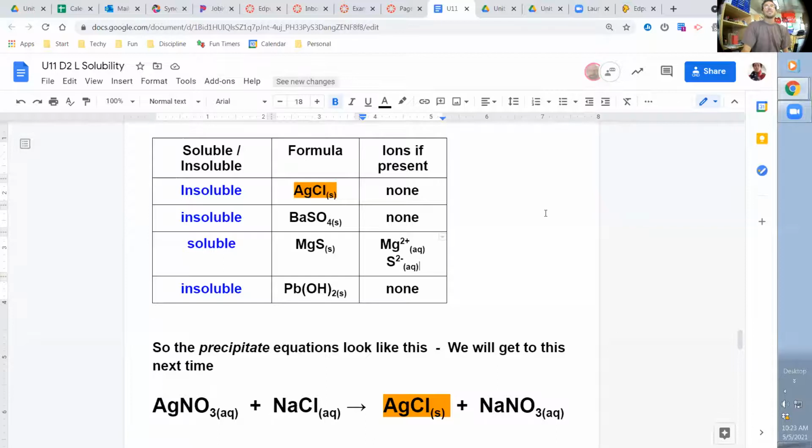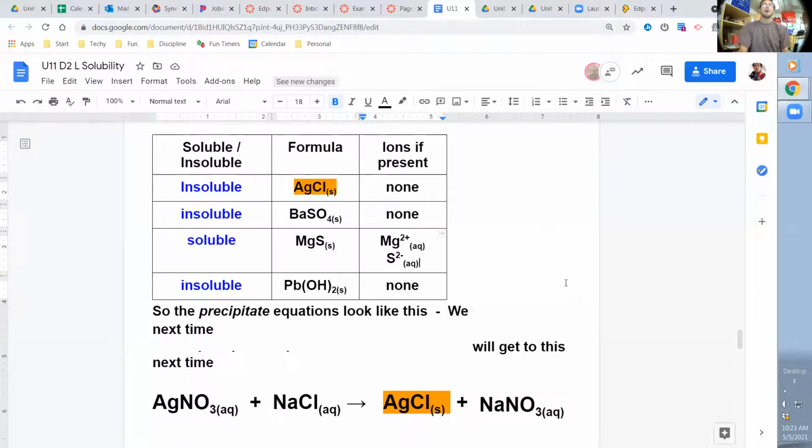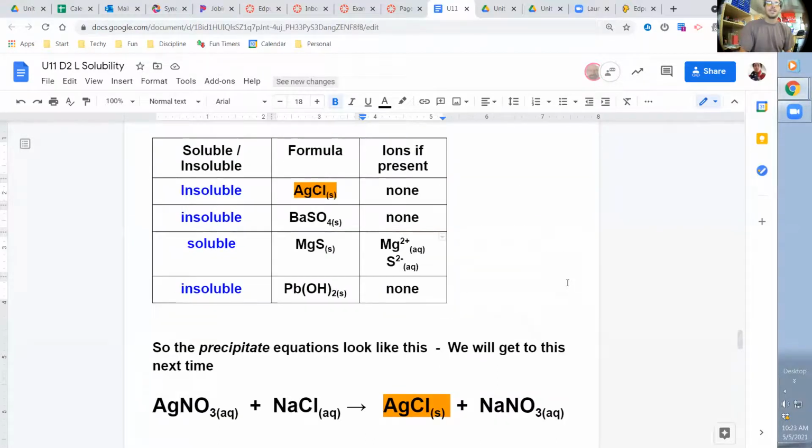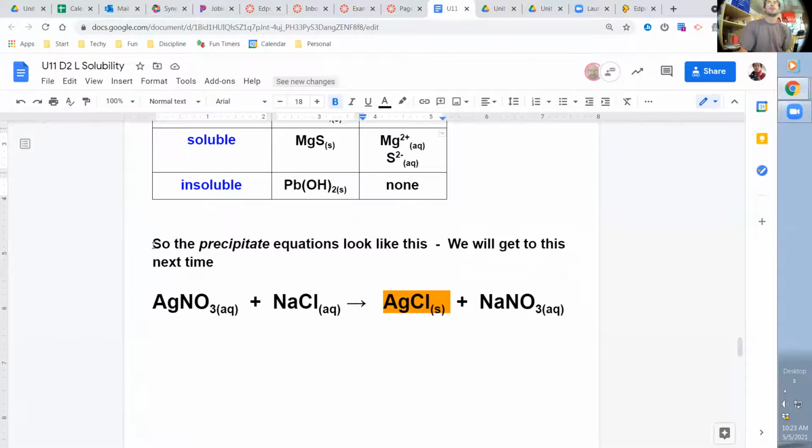All right, students, that's the gist of the entire lesson, but letting you know what this is going to get into next time so that you can become an expert at this lesson. It looks like this. We're going to be looking at precipitate equations. Remember what a precipitate is: a chemical reaction between 2 liquid solutions resulting in a solid that forms.